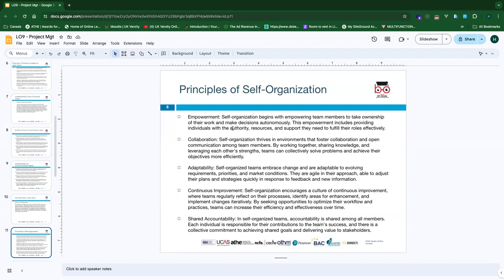Collaboration. Self-organization thrives in environments that foster collaboration and open communication among team members. By working together, sharing knowledge, and leveraging each other's strengths, teams can collectively solve problems and achieve their objectives more efficiently. I don't want to talk about collaboration because we've been saying this since the beginning, so I think we should understand what that means already.